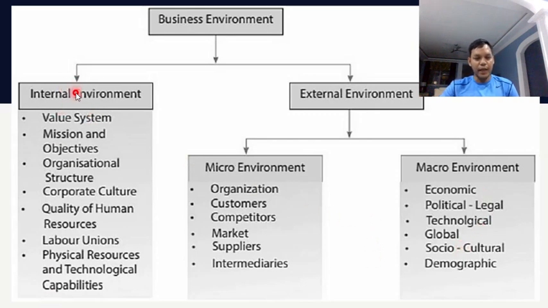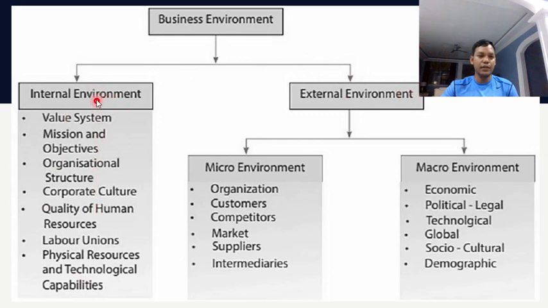So in other words, the internal environment is controllable. Okay, and we have this external environment. It cannot be controlled or is uncontrollable, but we can still control if we have this strategic plan. Okay, this is in the big picture, and this is in the small picture. So it is important that we study the internal and external environment.